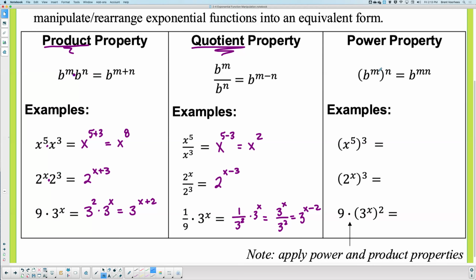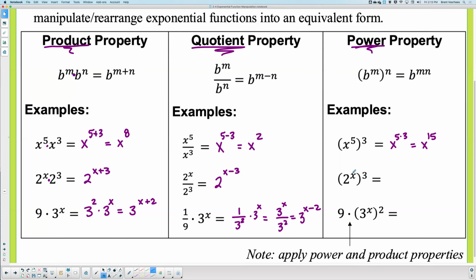What about if we had a power raised to a power? One base with a power raised to a power. This would be the power property. What you can do is now multiply your powers. So x to the 5th raised to the 3rd is x to the 5 times 3, which is equal to x to the 15th power.